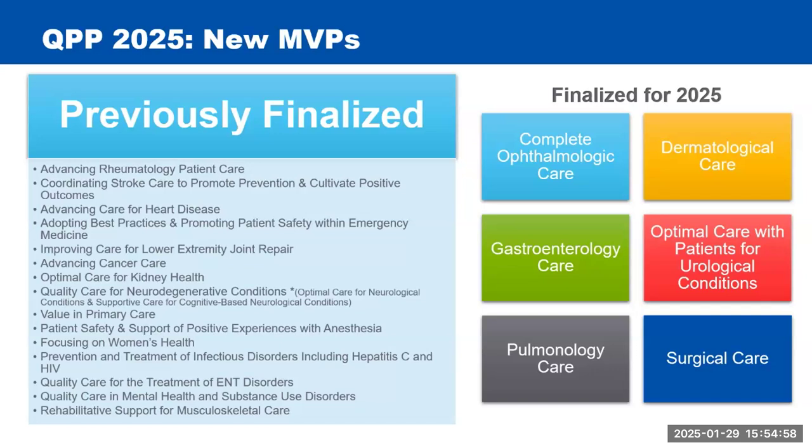Now, we also saw the finalization of 6 new MVPs: complete ophthalmologic care, dermatological care, gastroenterology, optimal care with patients for urological conditions, pulmonology care, and surgical care. So we are up to a considerable number of MVPs that are available. CMS also indicated in this rule that they feel that there's about 80% of specialties out there, specialty types of clinicians, that are now covered by an MVP.